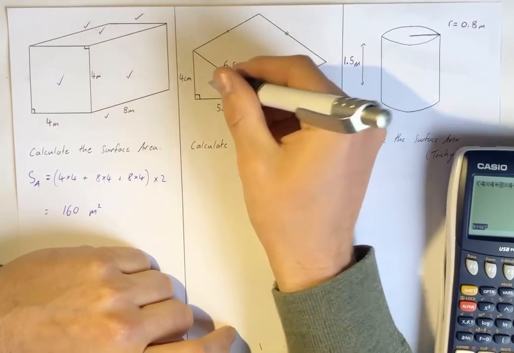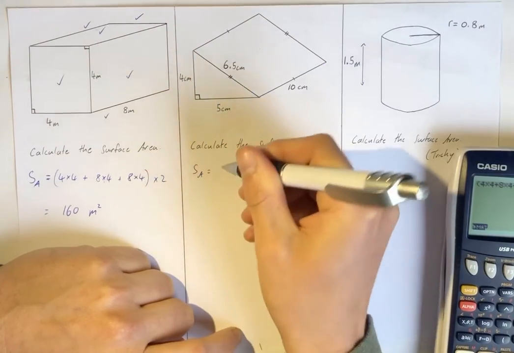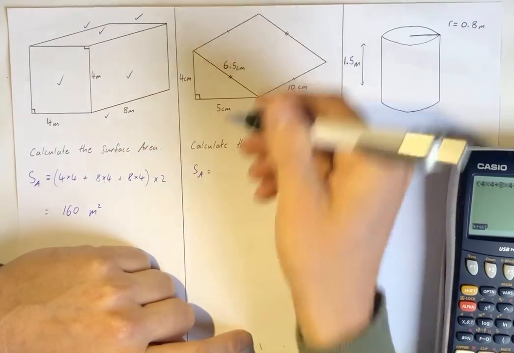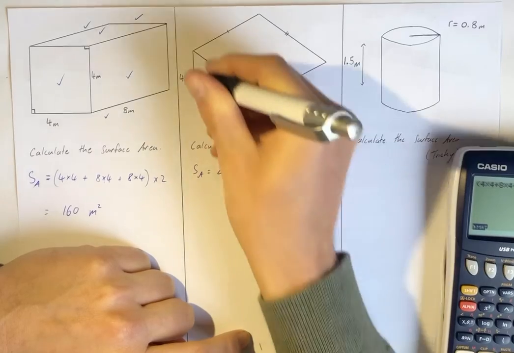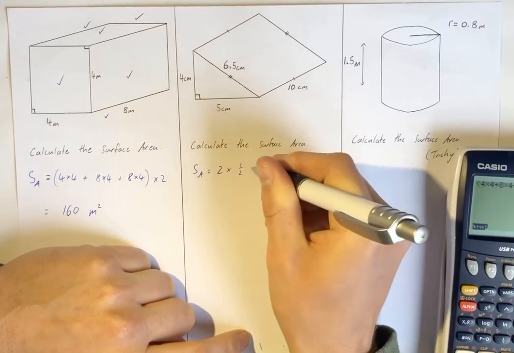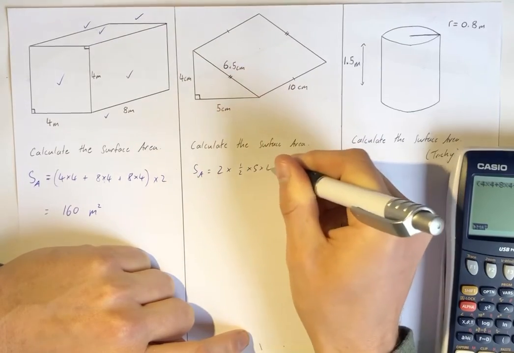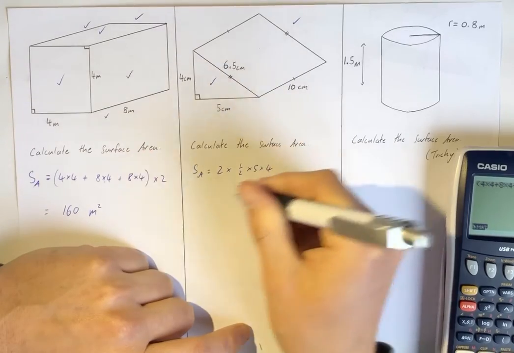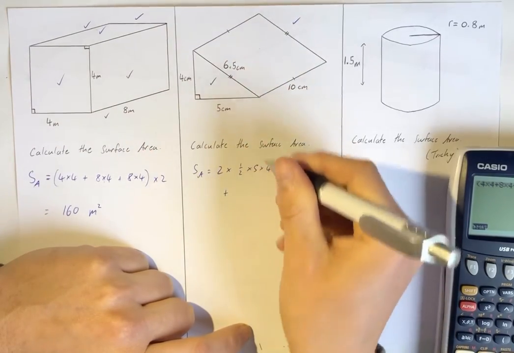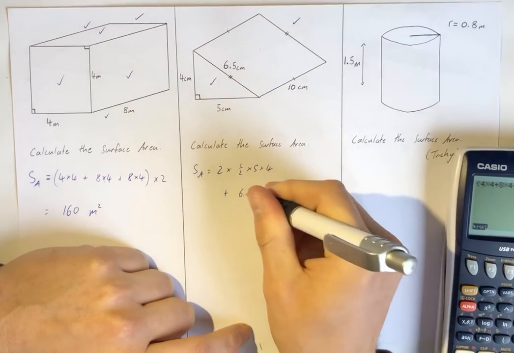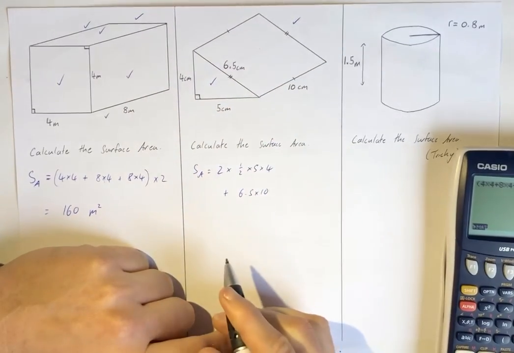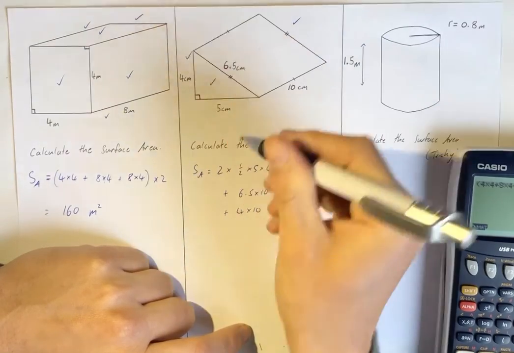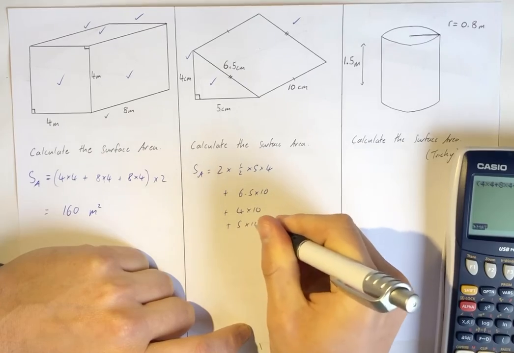It's a right angle, so this area here, so surface area, well, we're going to get 2 lots of, now the area of a triangle is half base times height. So 2 times half the base times the height. Now 2 of them, because I've got this one and the one on the back. Plus, I can add those 2 faces with the 6.5 by 10. I've also got a 4 by 10 at the back, and underneath I have a 5 by 10.